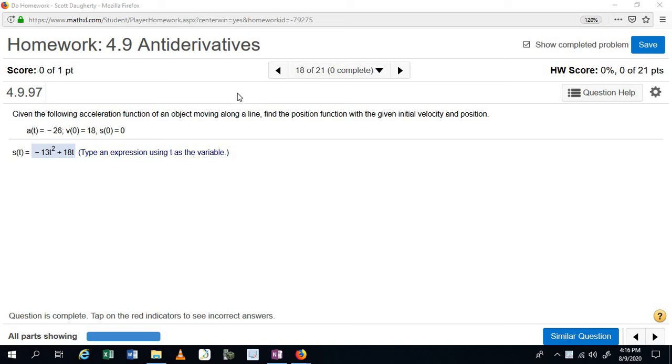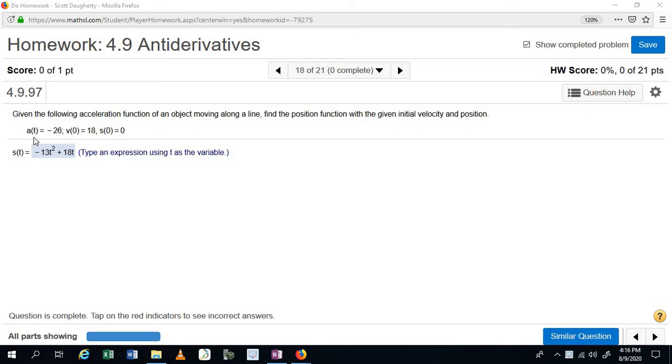Again, in this video, I'm going to go over this homework problem from 4.9. In this problem, it says, given the following acceleration function of an object moving along a line, find the position function with the given initial velocity and position.